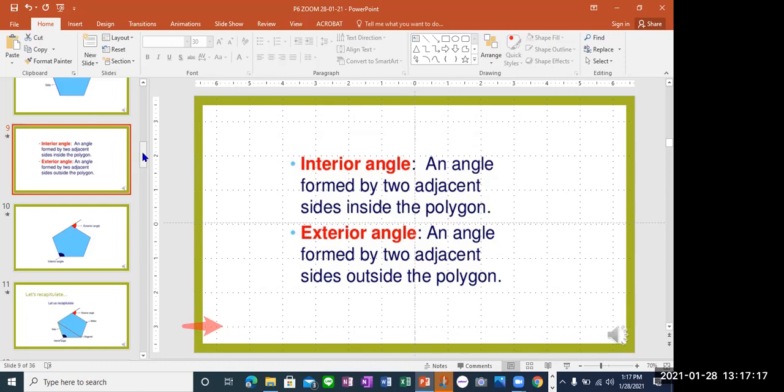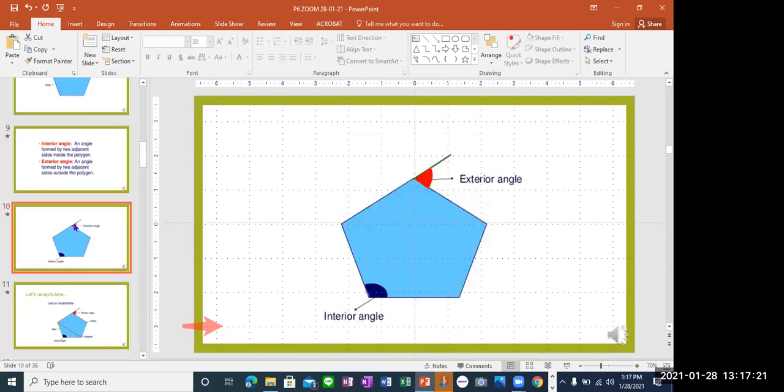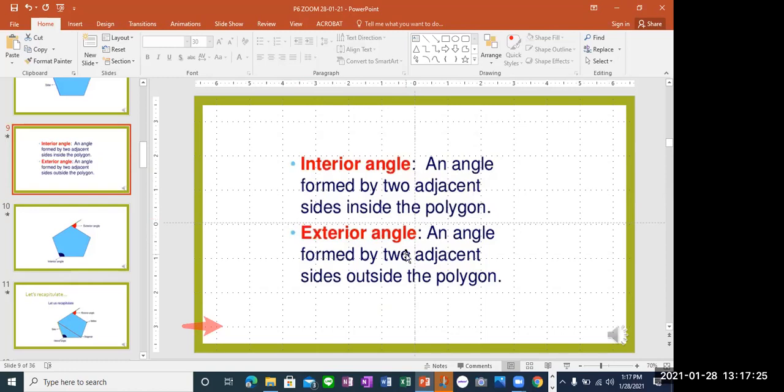That would be 360. Now let's see. And then we have the exterior angle. So what is an exterior angle? That is the angle formed by 2 adjacent sides, or there are 2 straight lines coming from the inside going outside. So that is your exterior angle.